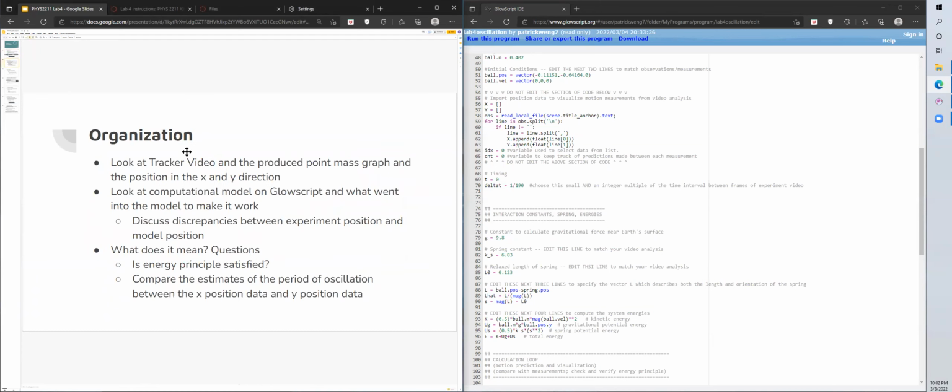So the organization will be looking at the tracker video and the produced point mass graph and the position in the X and Y direction, look at the computational model and code script and what went into the model to make it work. We'll also discuss the discrepancies between the experimental position and the model position. And then we'll also answer the what does it mean questions, which are, is the energy principle satisfied? And compare the estimates of the period of oscillation between the X position data and the Y position data.